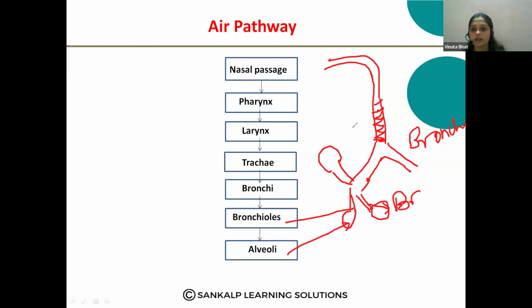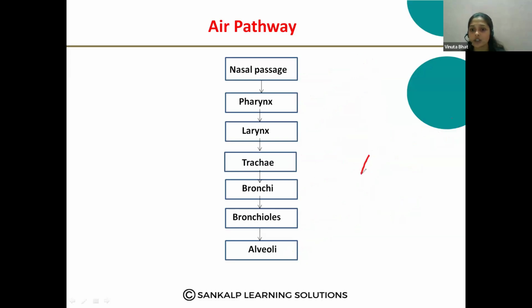Okay, so just note down the pathway: nasal passage, pharynx, then larynx, then trachea, bronchi. When the trachea becomes two branches, that is called bronchi. Then bronchioles, again small branches, that is called bronchioles. Bronchioles terminate with balloon-like structures like this. So these are nothing but the alveoli.